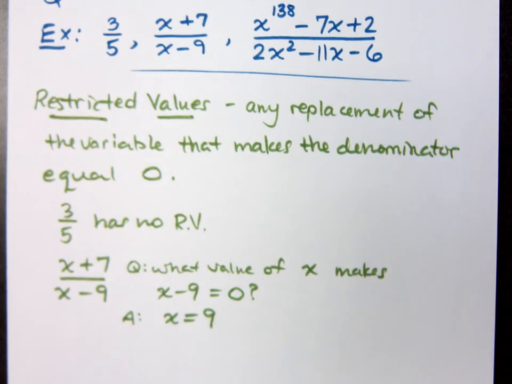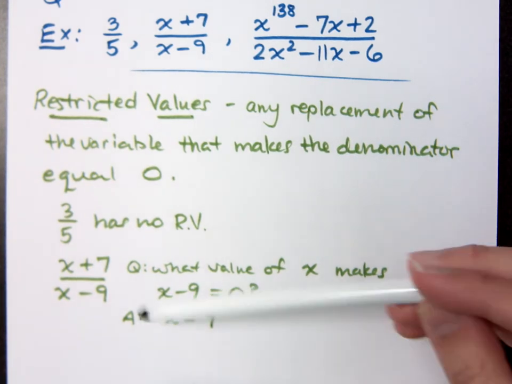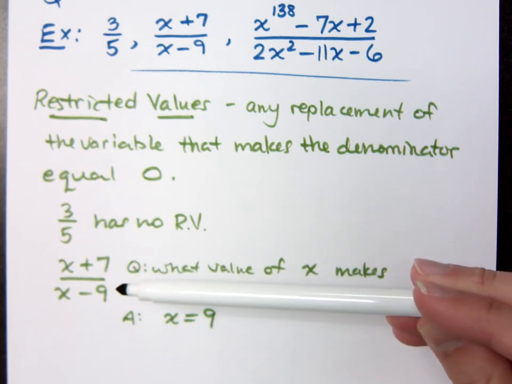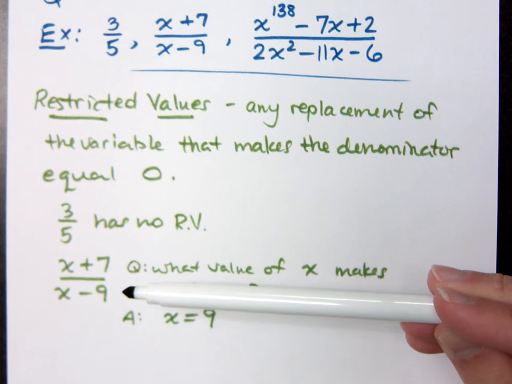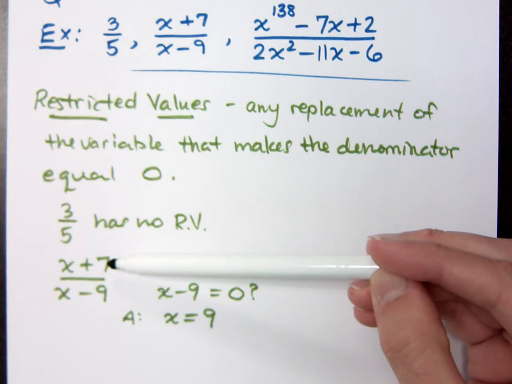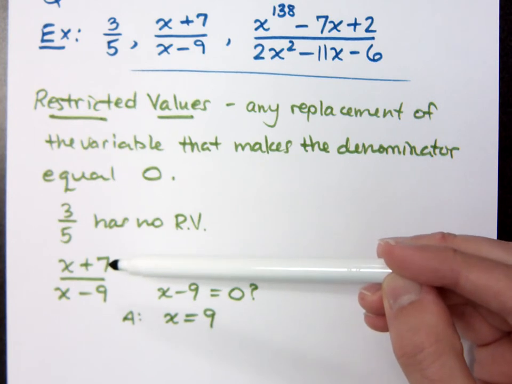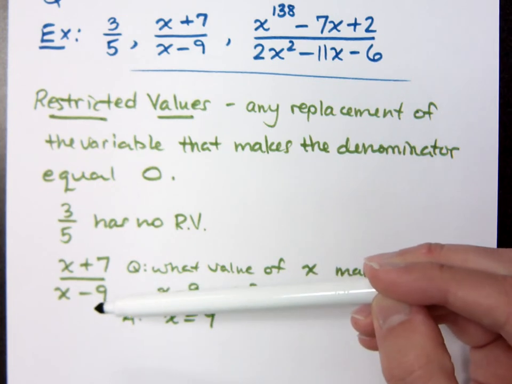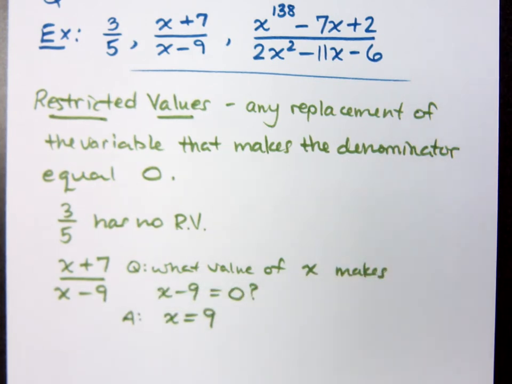What I'm saying is that in this expression, I could plug in any value of x that I want to, and I'm going to get some answer out, except if I plug in 9. If I plug in 9, I get 16 in the numerator. That's not a problem. The problem happens in the denominator. What's 9 minus 9? 0. What happens when you divide by 0? Your expression is undefined. When the 0 is under the line, the expression is undefined.